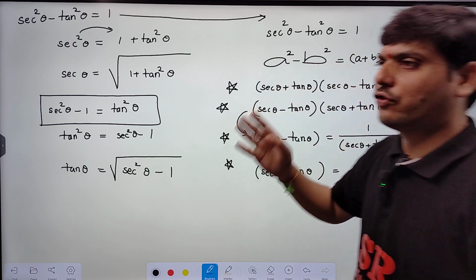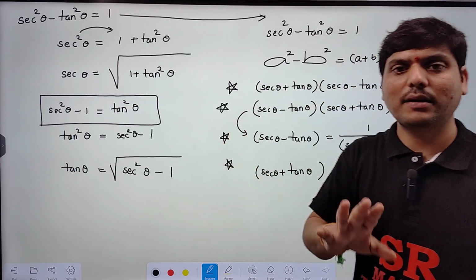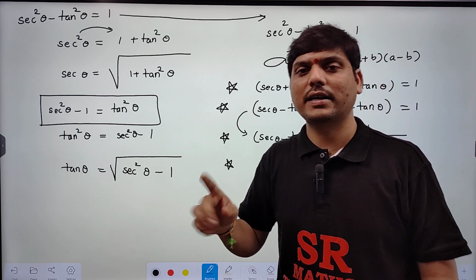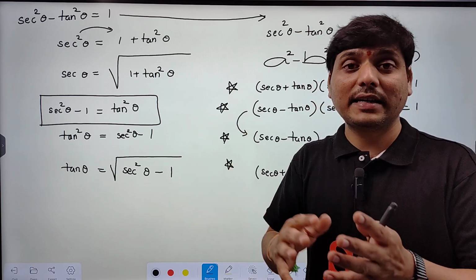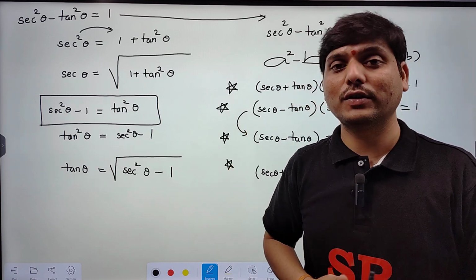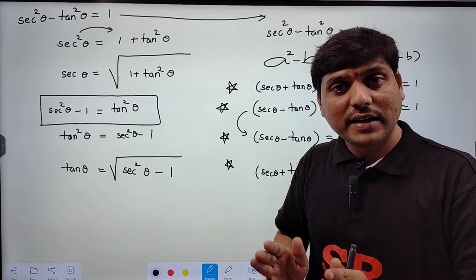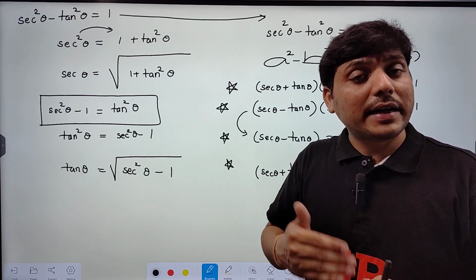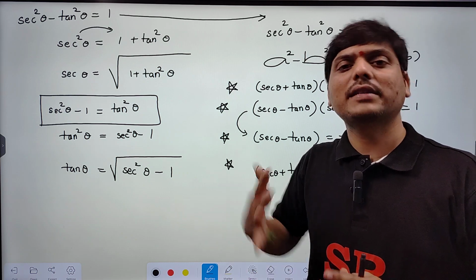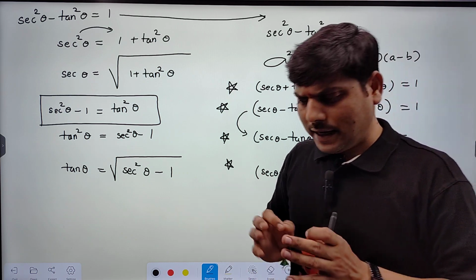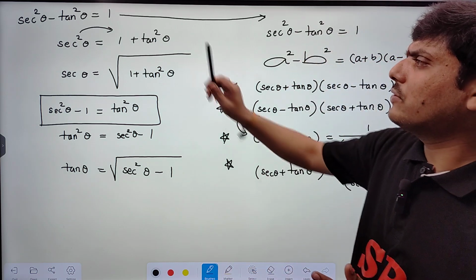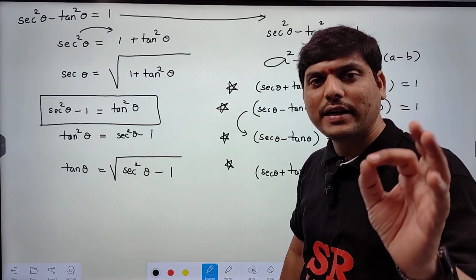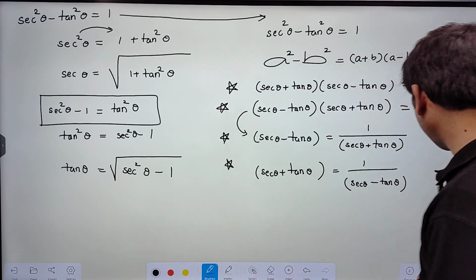One of the formulas: secant square theta minus tan square theta is equal to 1. Secant theta plus tan theta into secant theta minus tan theta is equal to 1. Secant theta minus tan theta into secant theta plus tan theta is also equal to 1, students. Secant theta plus tan theta is equal to 1 by secant theta minus tan theta. Again, secant theta minus tan theta is equal to 1 by secant theta plus tan theta. Same concept: replace secant and tan with cosecant and cot. That is very important.